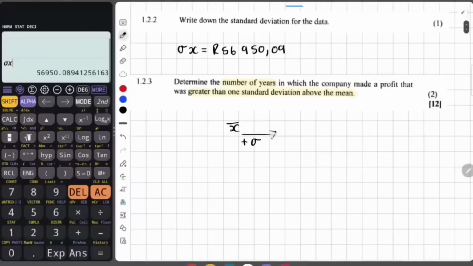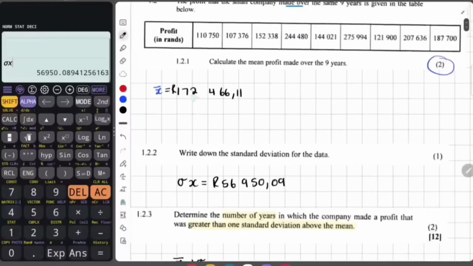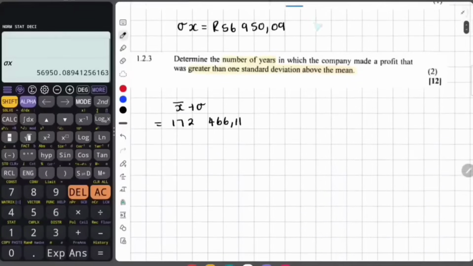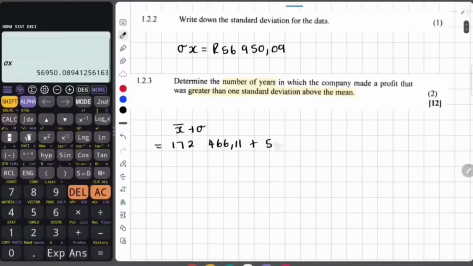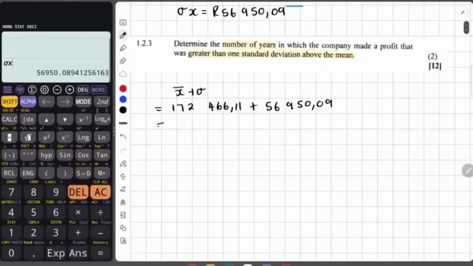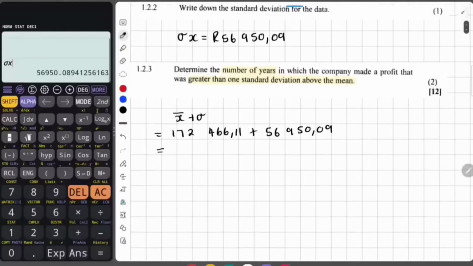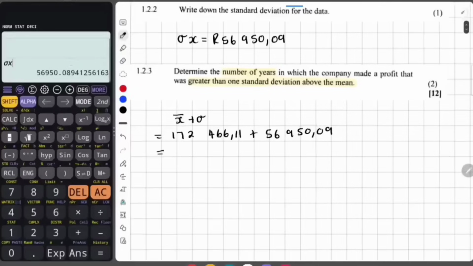So first of all, we need to find out what the mean plus the standard deviation is, because this will be 1 standard deviation above the mean. So the mean was this number, which I'm just going to put down, and then plus the standard deviation, which is 56,950.09. Add this on your calculator and let's see what we get. You don't have to worry about the data. We don't need it anymore.